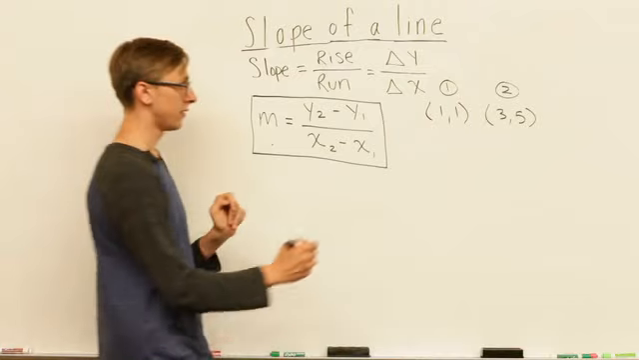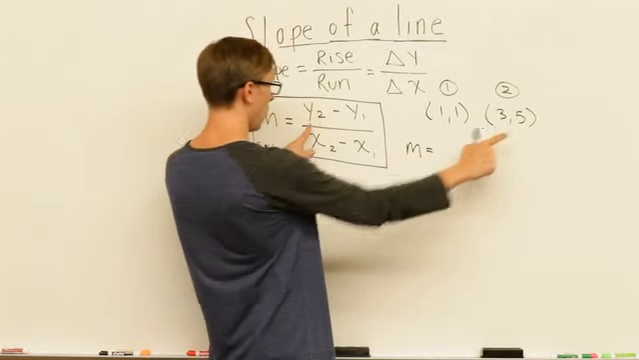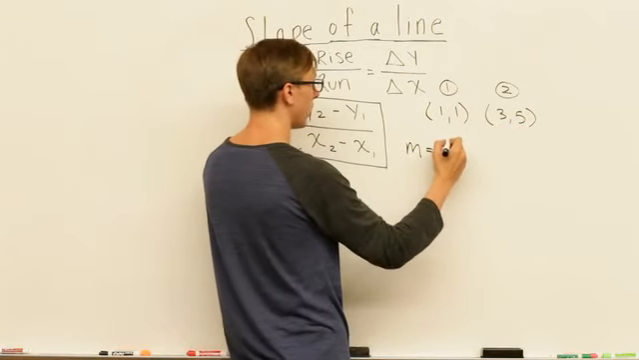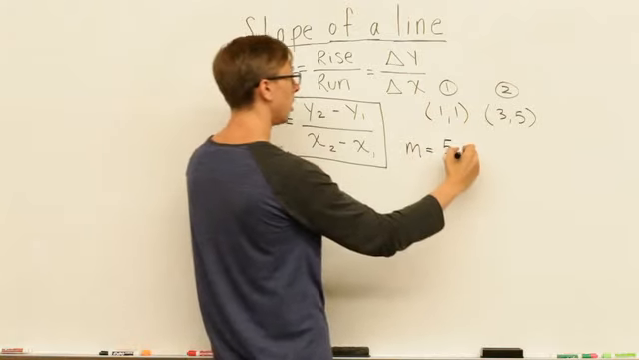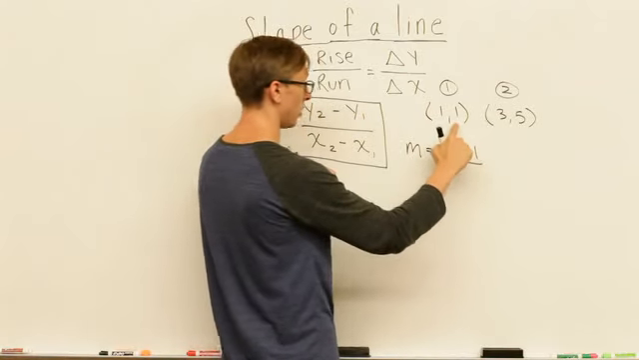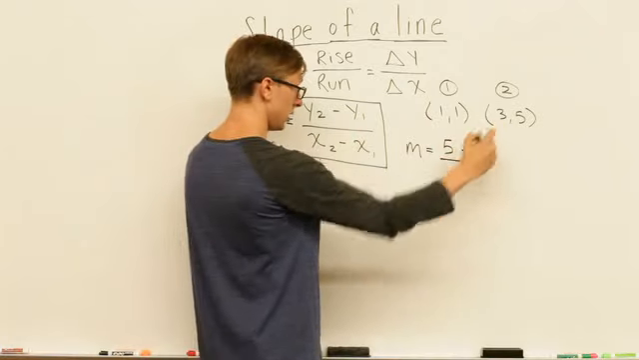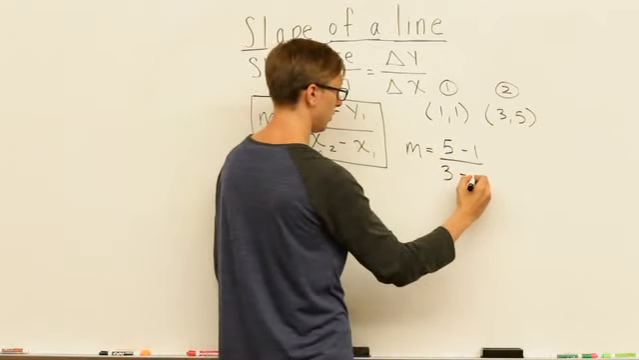So if we saw this, I would say m equals y2, which is 5. That's the y coordinate of the second point, minus y1, which is 1, which is the y coordinate of the first point, divided by x2, which is 3, minus x1, which is 1.